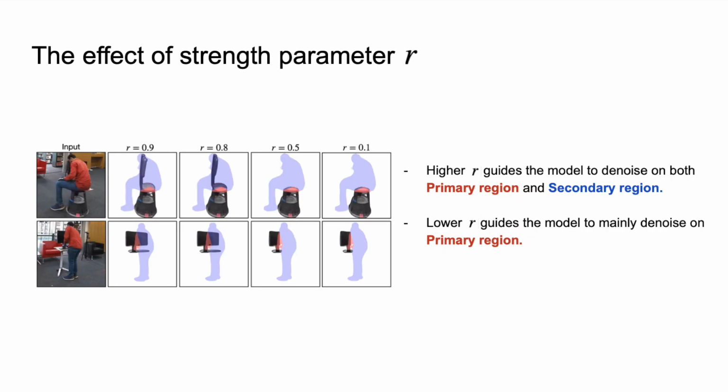This slide shows the effect of the strength parameter R. A lower value for R, such as 0.1, guides the model to mainly denoise on the primary region, resulting in a more constrained completion. A higher R value, like 0.9, allows the model to denoise on both the primary and secondary regions, showing the controllability of our framework.